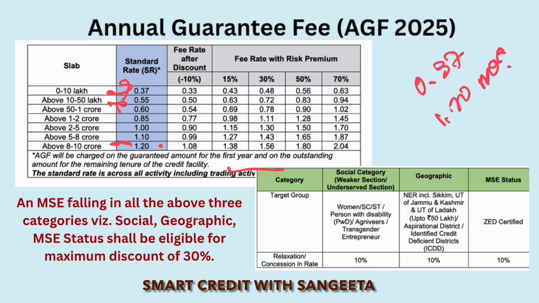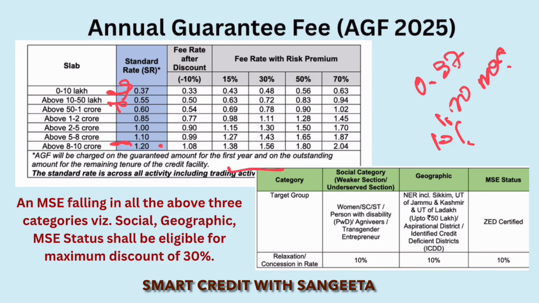Now in addition to the above, there are the following categories that have been identified for additional concession, a relaxation in the guarantee fee. The details are here. If you are a woman entrepreneur, SC/ST, a person with disability, or a transgender entrepreneur, you will be given a discount of 10% by CGTMSE. Guarantees to MSMEs promoted by Agniveers also get a 10% relaxation in their annual guarantee fee every year. In case of PWD, you are required to obtain the disability certificate and submit it to your lender, and they will submit it to CGTMSE.